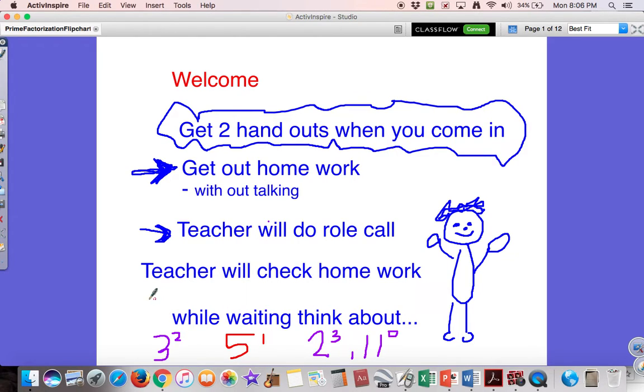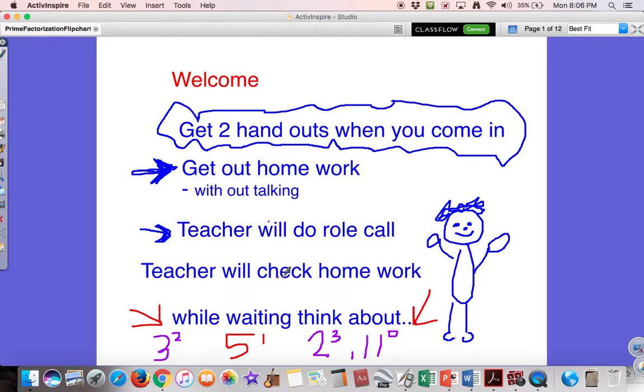Okay, while you're waiting, I want you to do these down here. While you're waiting, on a piece of paper, go ahead and do 3 to the second, 5 to the first, 2 to the third, and 11 to the 0 power. We'll put this on pause while you do that.